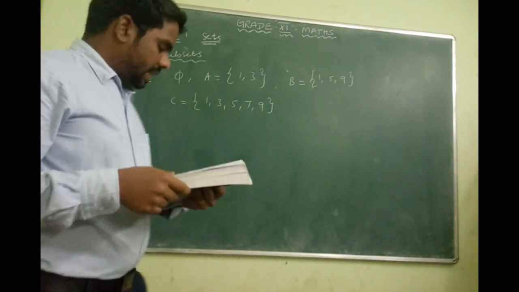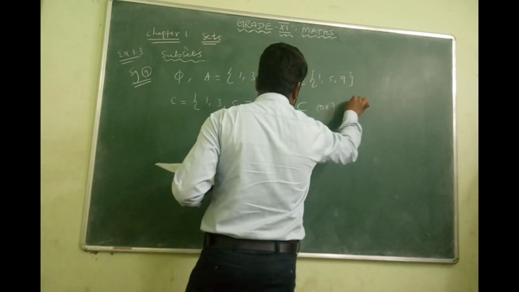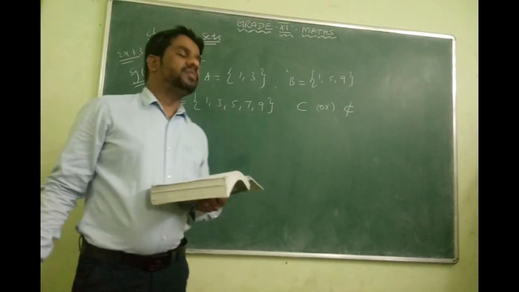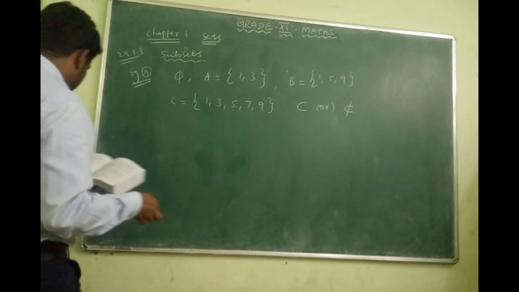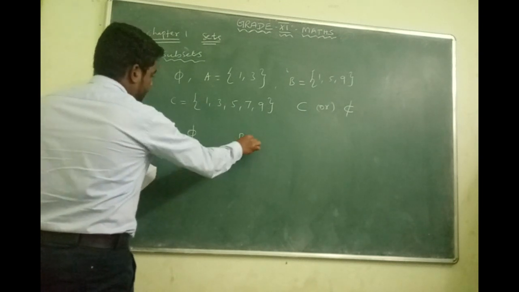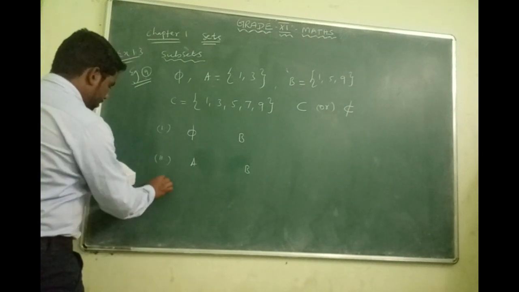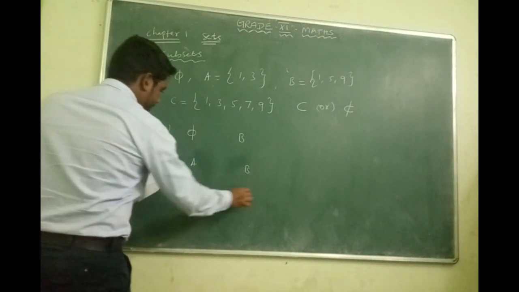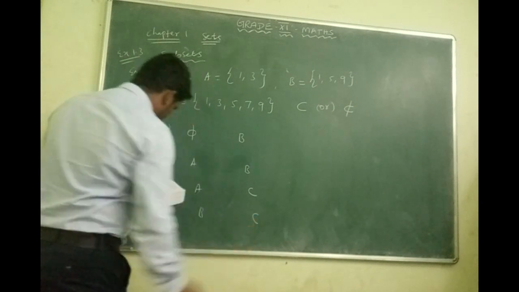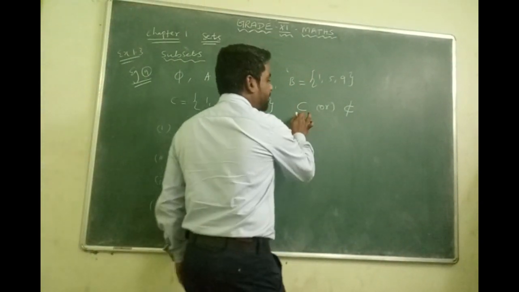Insert the symbol subset or not a subset for the following pairs of sets. First question, phi and B. Second question, A and B. Third pair, A and C. Fourth one, B and C. So using the two symbols, subset or not a subset.